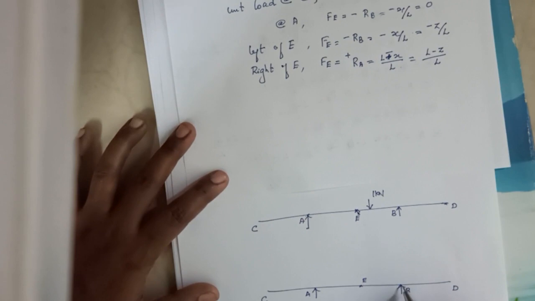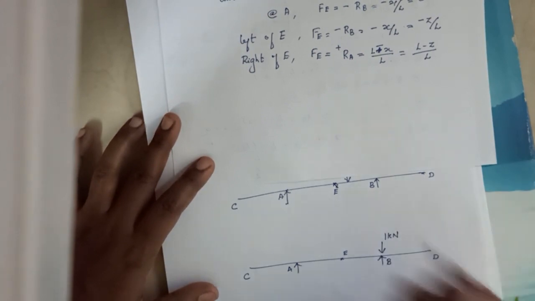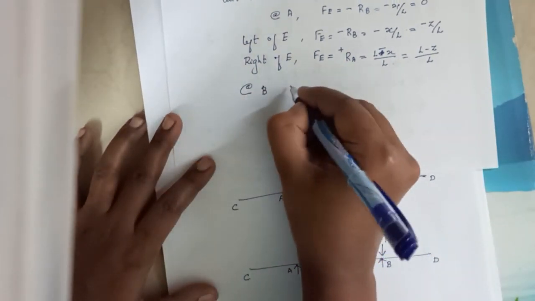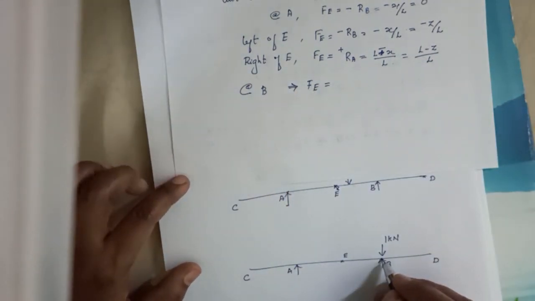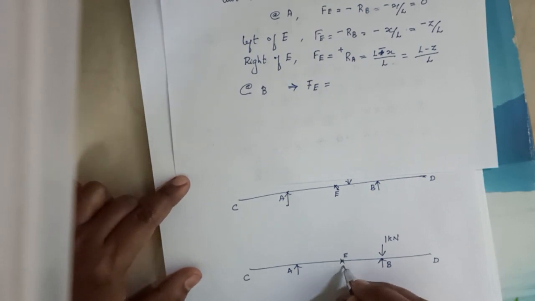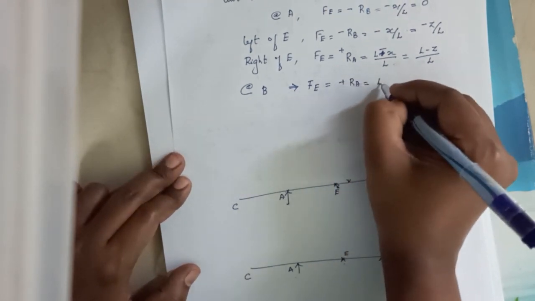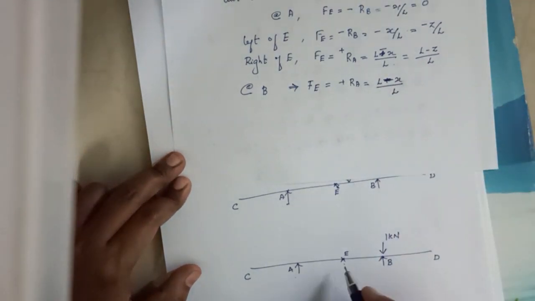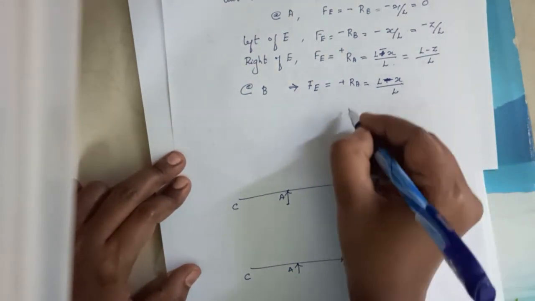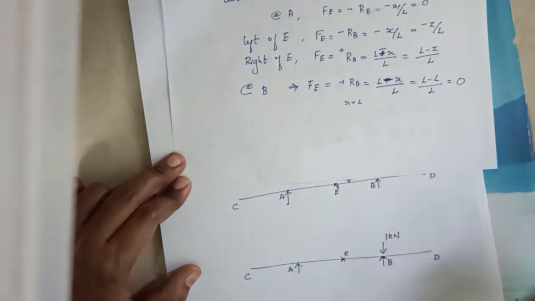Okay. Then next position, when the unit load is at B, the shear force at E will be equal to RA value, it is plus RA, which is equal to L minus x by L. At B x is equal to L, therefore L minus L by L, which is equal to 0.